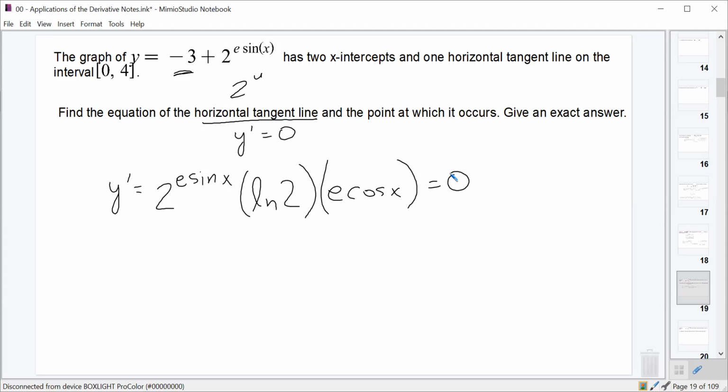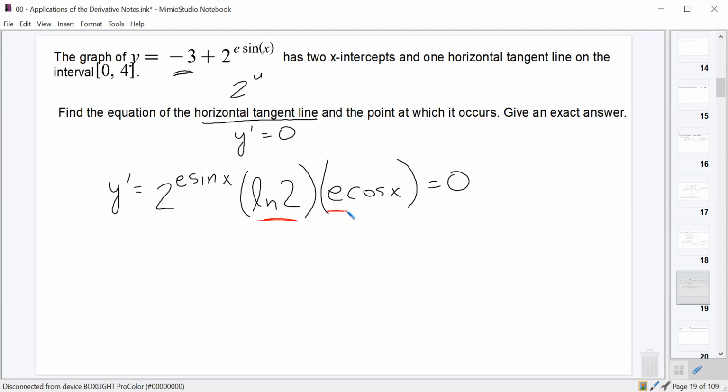And we want to know when that equals 0. Well, there's a bunch of things being multiplied together. So if any piece of this was equal to 0, the whole thing would be equal to 0. Now, natural log 2 is just a constant. E is just a constant. Those are clearly never going to be 0.